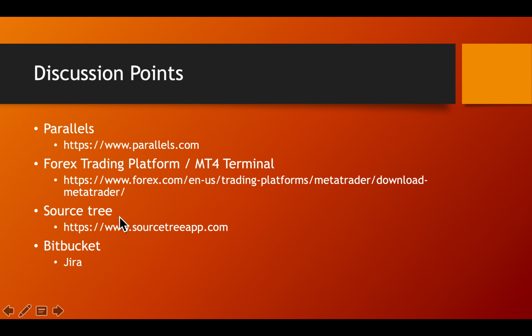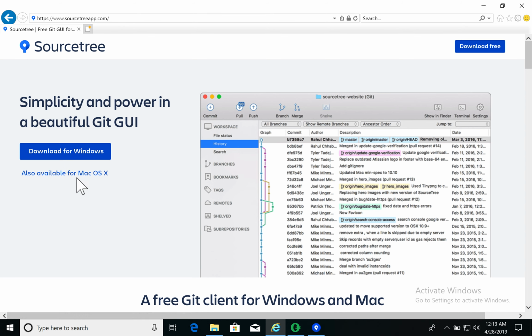After you've done the first two, then you have to download SourceTree. In order to download SourceTree, you'll have to go to this address, but you will have to do so inside of your VM, which is running Windows. And you will be able to see this website. You'll click download for Windows.